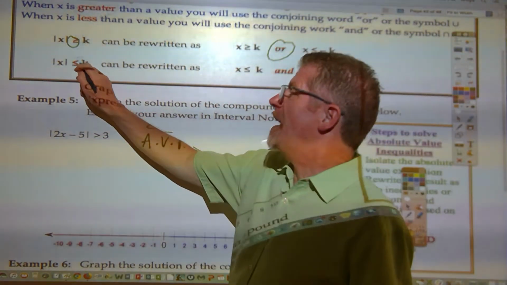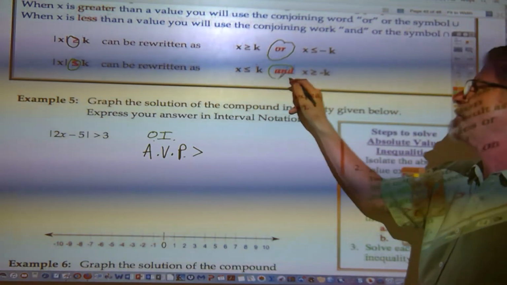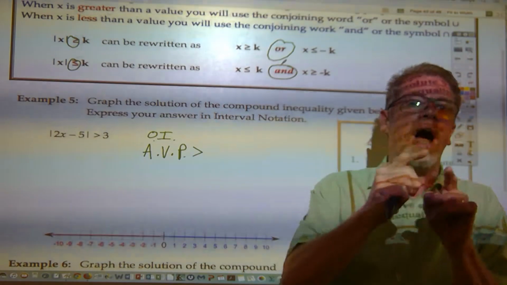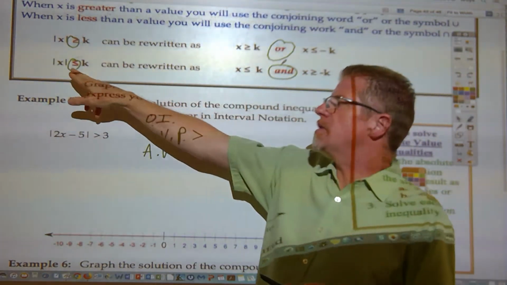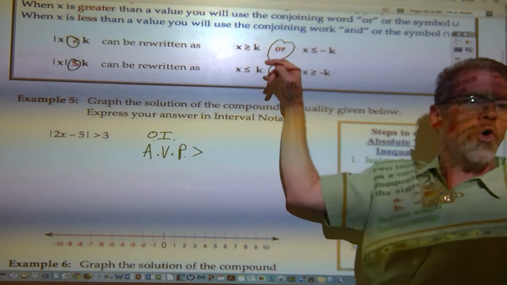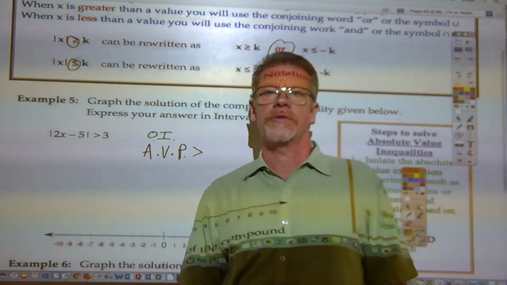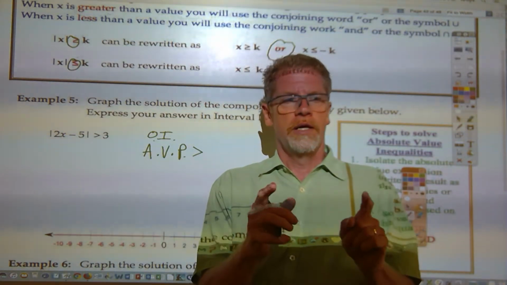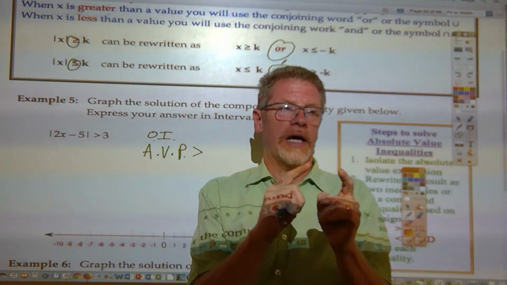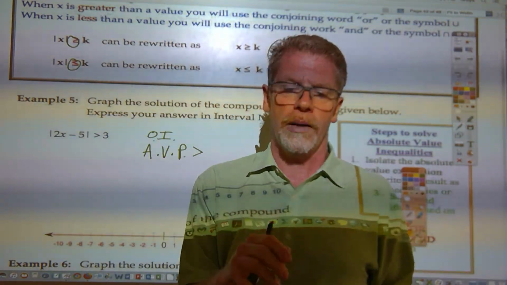When you have absolute values with a less than, I don't want you to just memorize this, but next week we're going to find out why you use the word and when it's absolute value less than or less than or equal to, and the word or when it's absolute value greater than or equal to. So, for now, realize that's how you can tell whether it's an and problem or an or problem.